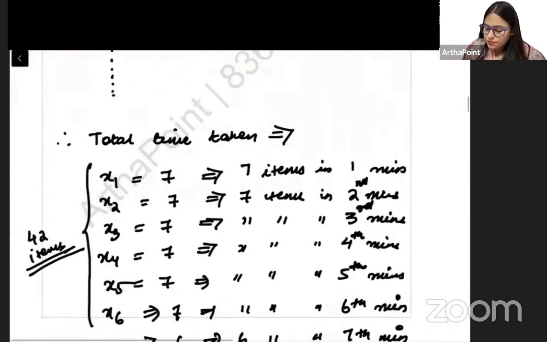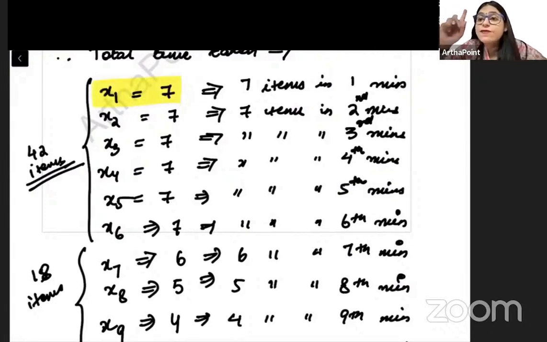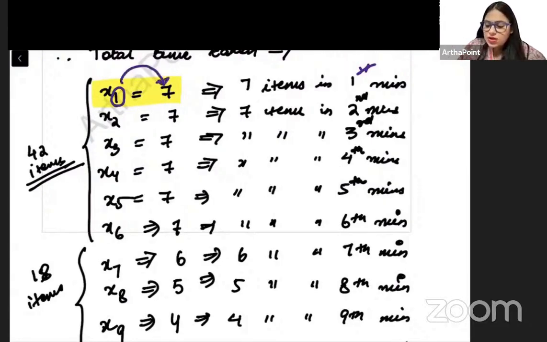So, try to understand. When I am saying that x1 is equal to 7, beta, this means that in the first minute, I am counting 7 items. When I say x2 is equal to 7, it means in the second minute, not 2 minutes. Try to understand English well. It is saying in the second minute, not in 2 minutes. It does not take 2 minutes. In the second minute, I am again counting 7 items.